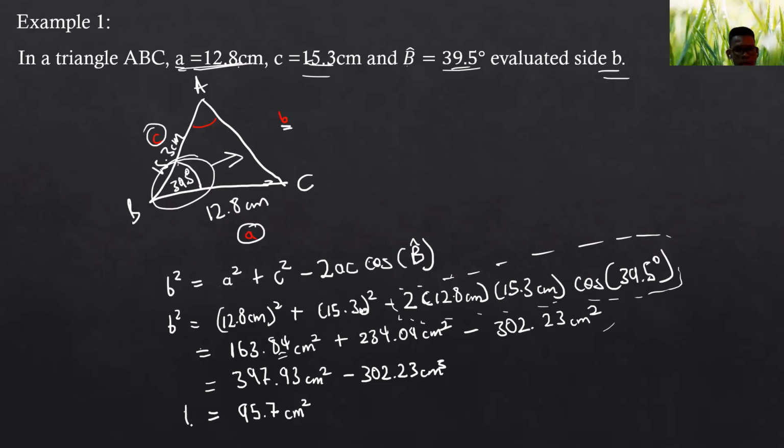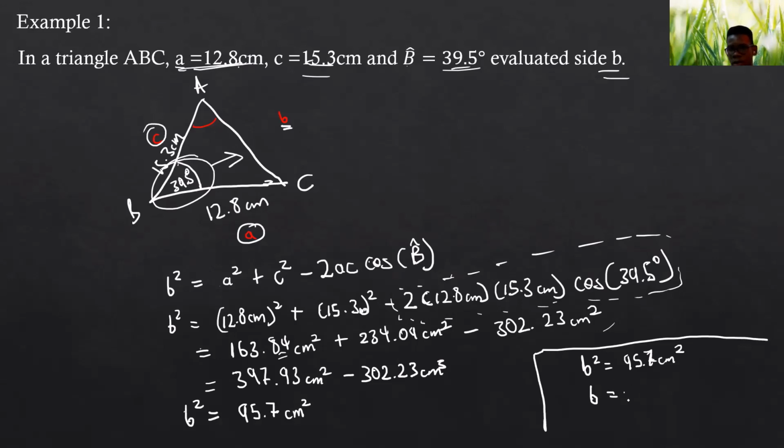But so we end up with 95. This is b squared, right? We want to know what b is, not b squared. So we have to transpose that b, right? So I'll just write this in this corner here. Right, so what we're left with is that b squared is equal to 95.7 centimeters squared, right? And yeah, so we want b, not b squared, so we gotta transpose the square.